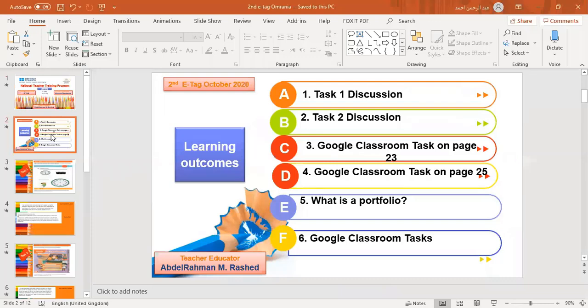When we speak about task one discussion and task two, we have taken an activity to answer using the 21st century skills. If you please mute yourself because someone is making a kind of disturbance during the session. Right. So we'll discuss what you have already written or done for tasks.